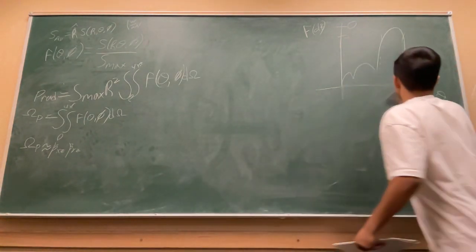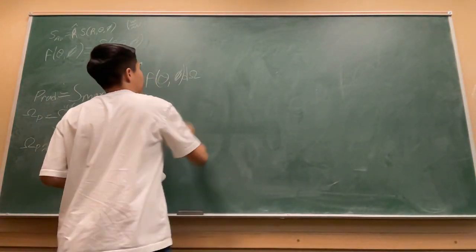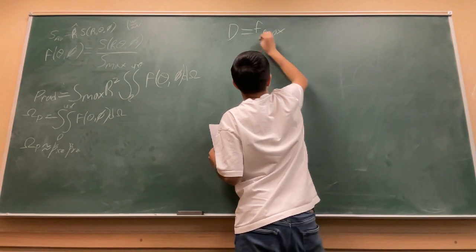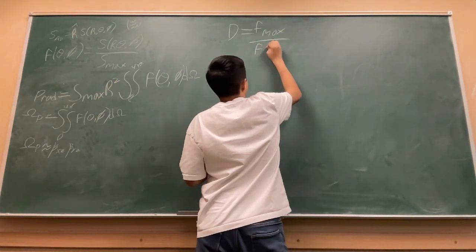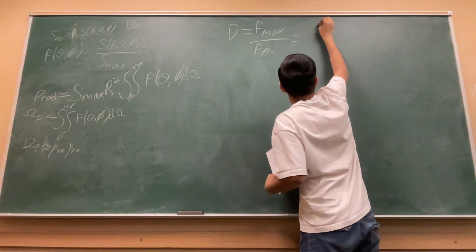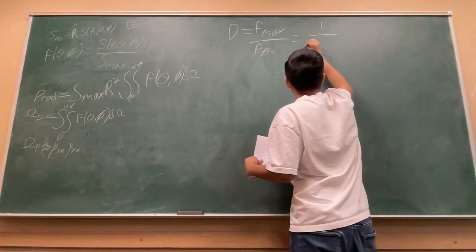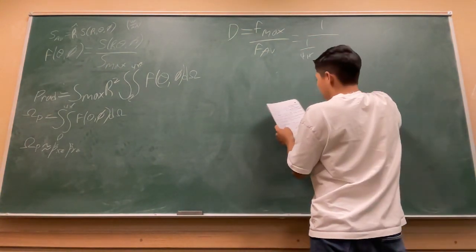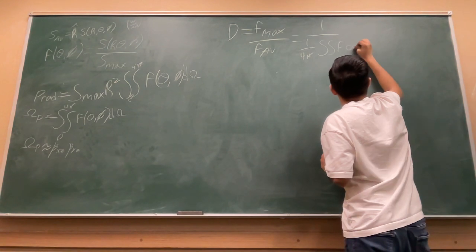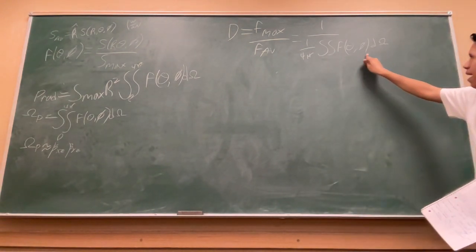Next, let's move on to the directivity of an antenna. The directivity is defined as the maximum normalized radiation intensity over the average normalized radiation intensity in all directions. And this is equal to 1, because the maximum radiation intensity is normalized, so that's just going to be 1. And then over here we have 1 over 4 pi times the integral of F(theta, phi) d omega. We see that this is actually just the pattern solid angle.